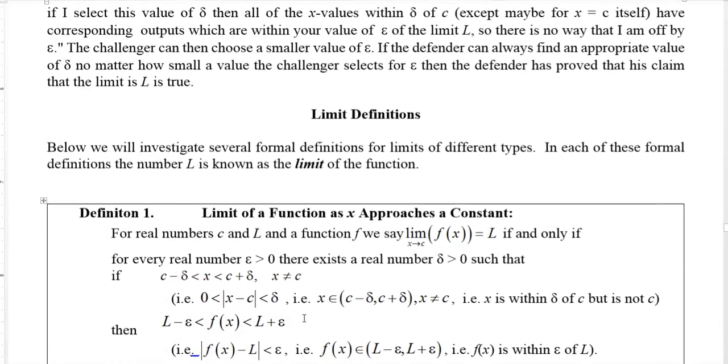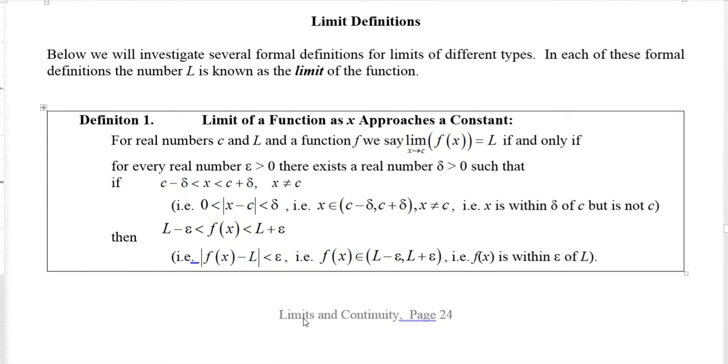We're going to start with the most basic one, where we started before. So the limit of a function as x approaches a constant. We would write it like this: the limit of f of x as x approaches c equals L. Okay, so what do we have? We have real numbers c and L and a real valued function f.